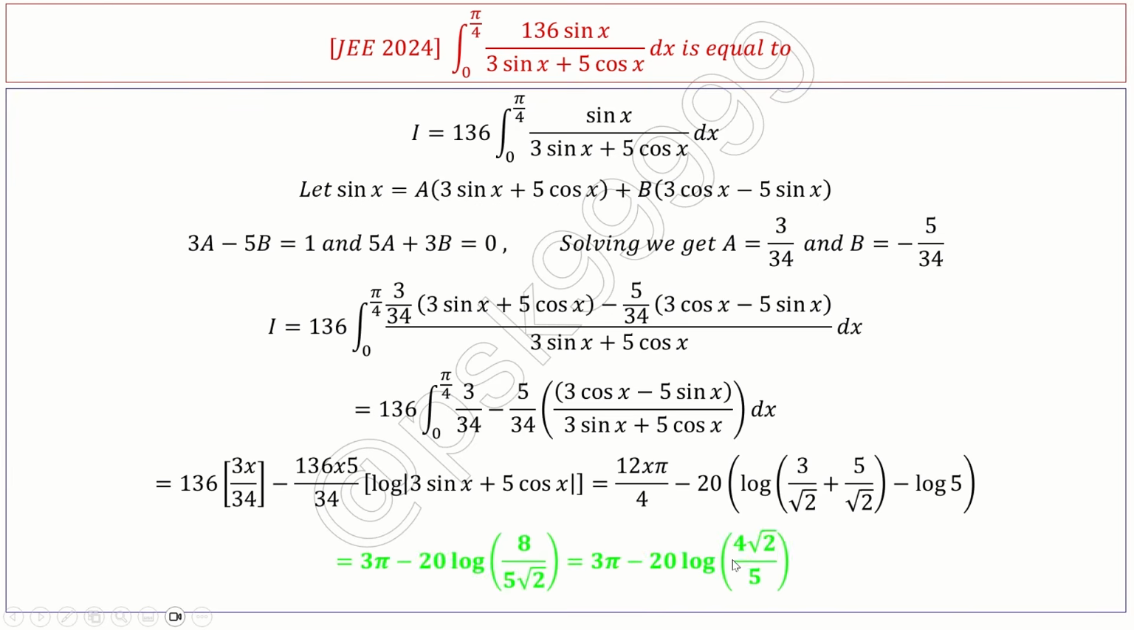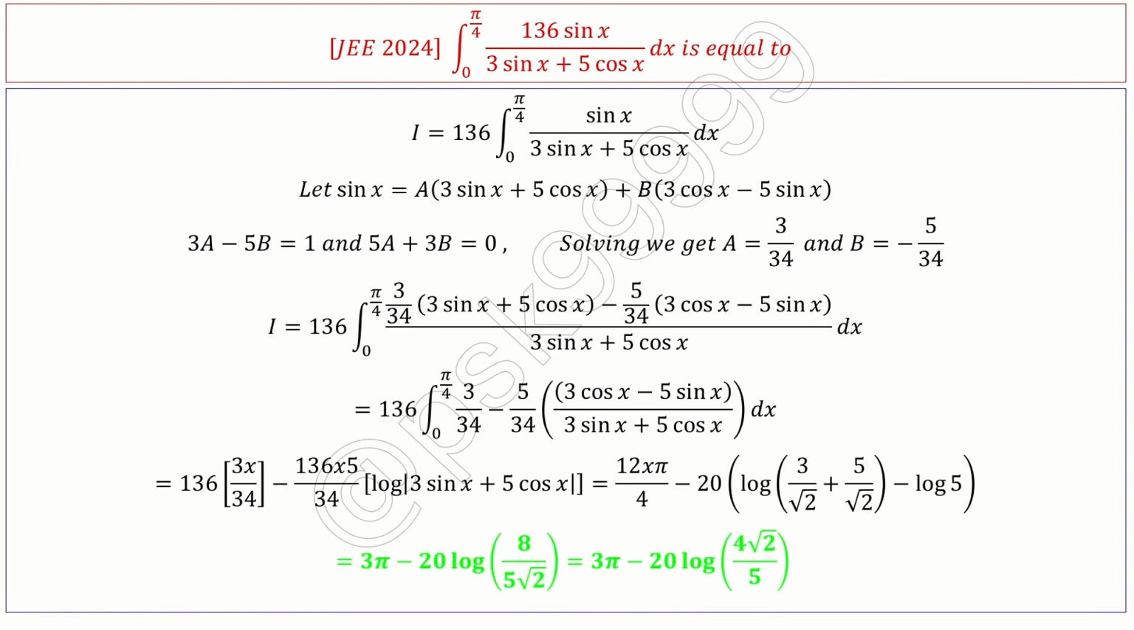Okay, now it is just a question of simplification, and check the multiple choice options if they are there, and try to bring it closest to the multiple choice option. So there are two things we can write it as 3 pi minus 20 log 8 by 5 root 2, or 3 pi minus 20 log of, if you don't want a root in the denominator, you can write it this way also. Okay, 4 square root 2 by 5. So both are correct answers.